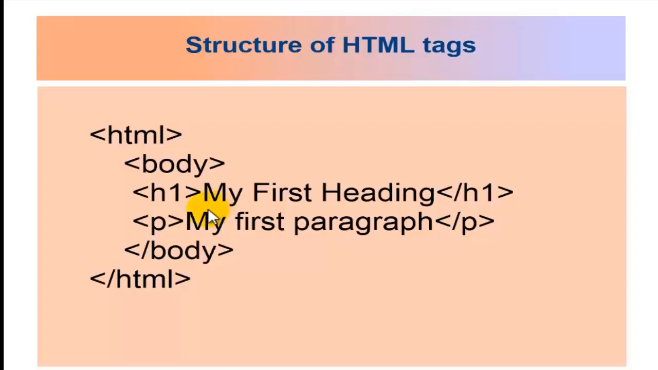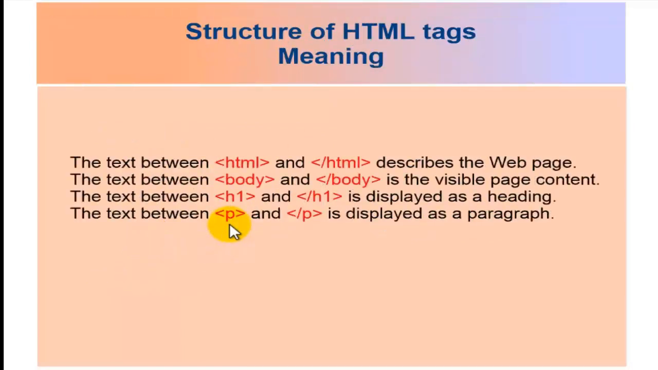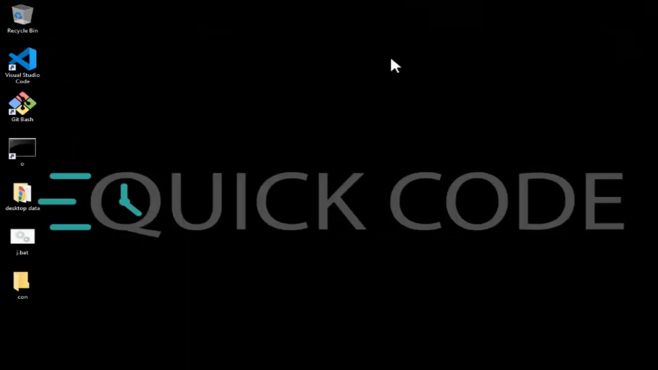Okay, then there is the h1 tag for the very biggest heading, and then a p tag for a paragraph. Here is the very basic meaning of this: the html and /html tags describe the web page. The body is the visible page content, and h1 displays a heading, and p displays a paragraph. As simple as it is. So let's make a web page using these things. So let's do it.